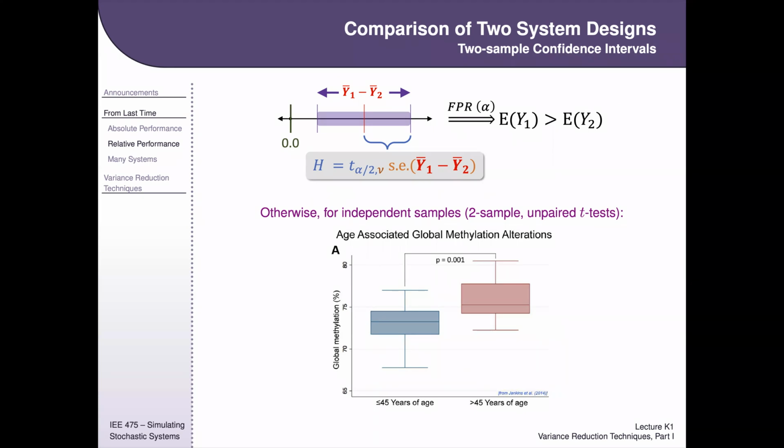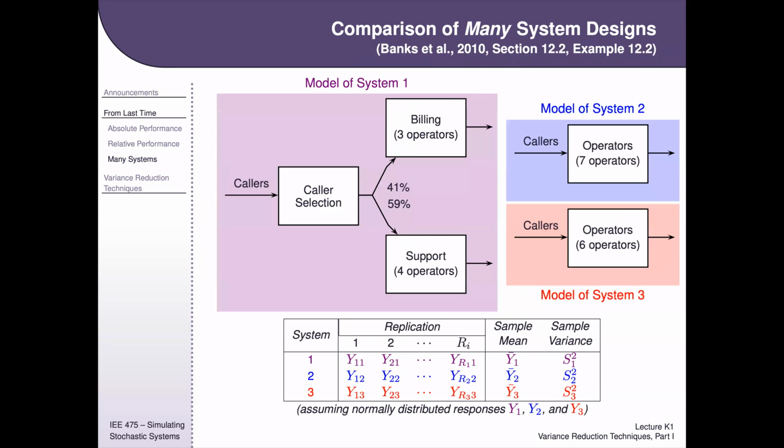All right, so all that is kind of a summary of where we've been going so far. What we haven't talked about quite yet is what about 3 or more systems? I might have an as-is system, a proposed system, and another proposed system that's sort of optimized.